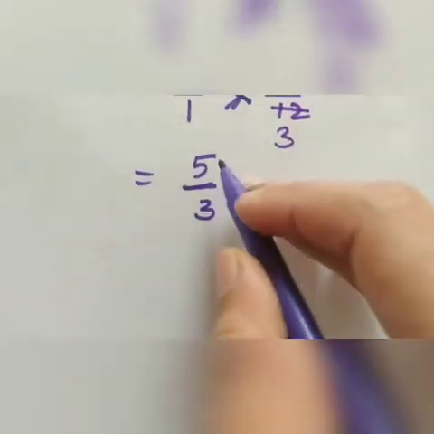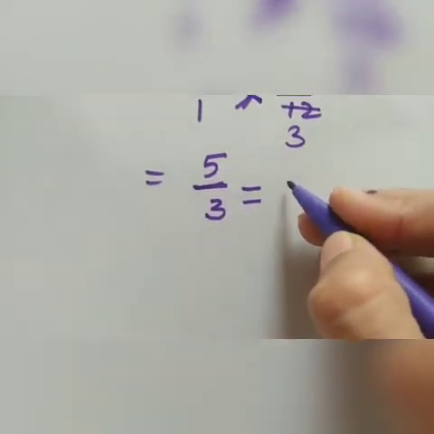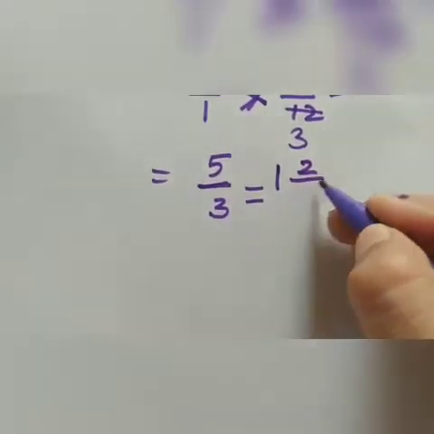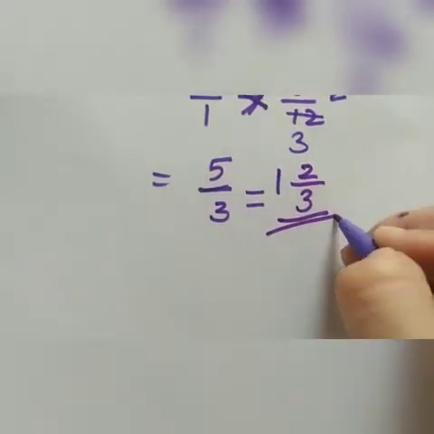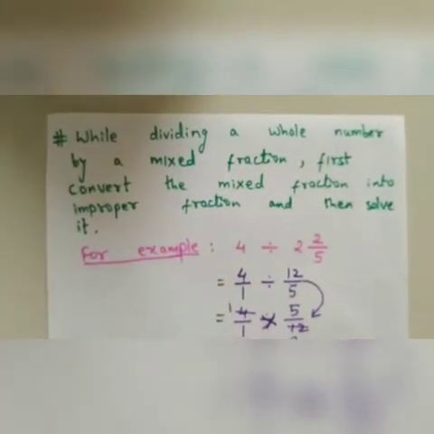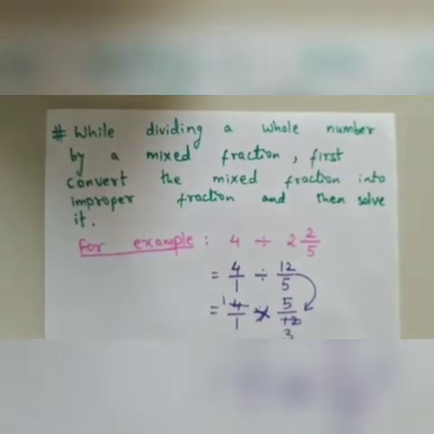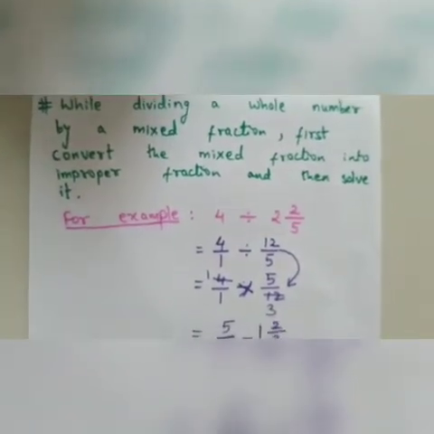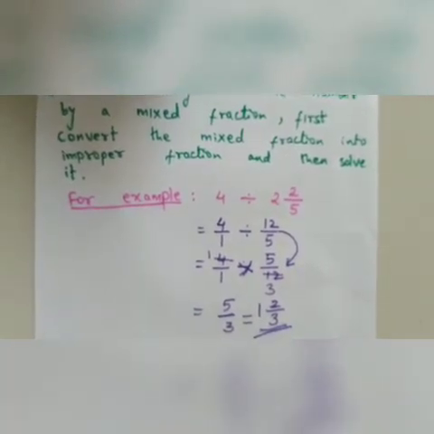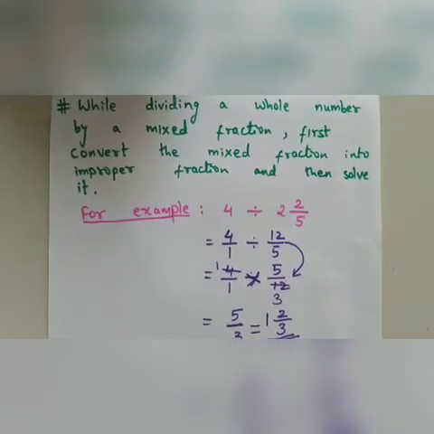So students, we have to convert this improper fraction into mixed fraction. So what is it? 1 2 by 3. So this is the answer. Okay, got it? What we have to do while dividing a whole number by a mixed fraction? We have to first convert the mixed fraction into improper fraction, then solve it as we have seen today. How to divide a whole number by a fraction. Okay, this is all about division of fractions.